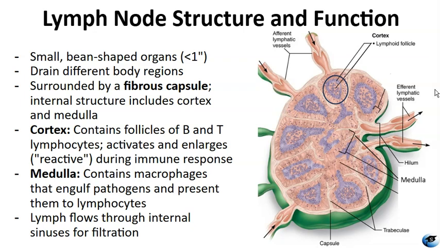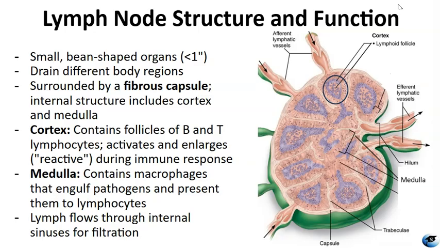On the outside, each node is encased in a fibrous capsule that protects the internal tissue and helps define the node's shape. Inside, the node is organized into two main regions, the cortex and the medulla. The cortex, located near the outer edge, contains clusters of lymphoid follicles, which house B cells and T cells, the lymphocytes that drive the adaptive immune response. When an infection is detected, these follicles can become enlarged and activated, forming what we call a reactive lymph node.